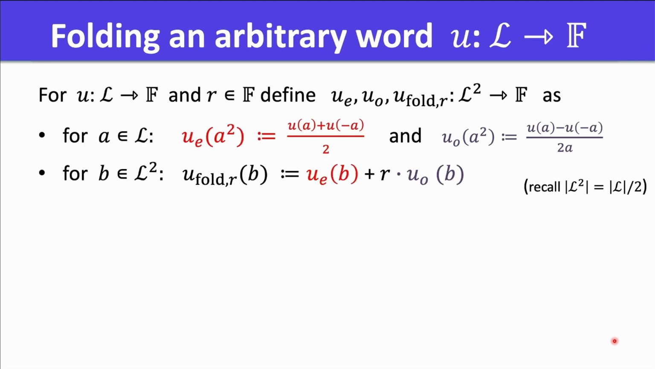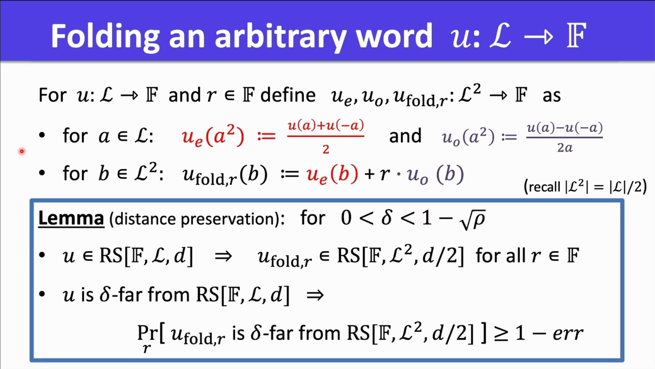So now that we know how to fold polynomials, we can similarly fold arbitrary functions from L to F in exactly the same way. We define u sub e, u sub o, and u sub fold, just like we did before, right? For every a in the domain, we define u sub e at a squared and u sub o at a squared as before. We define the folding as their linear combination, and you notice the folding is defined over the domain L squared. So if the original function was defined over L, the folded function is defined over L squared.